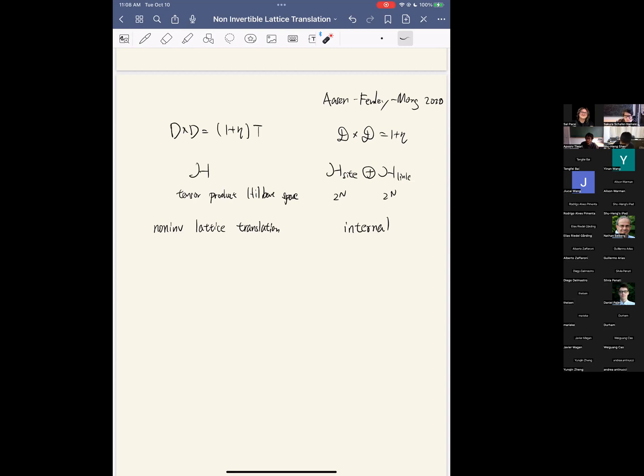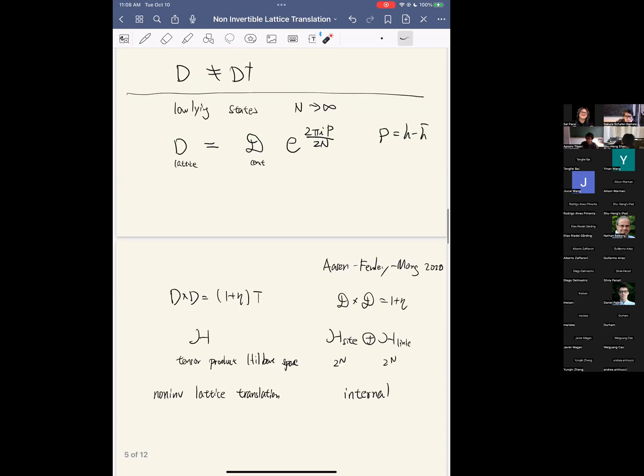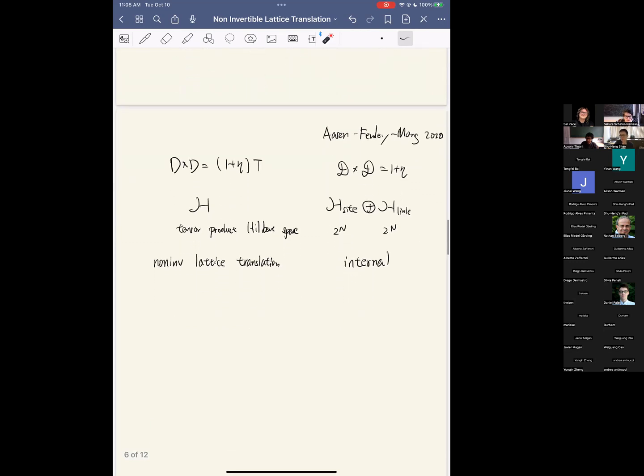And let me also say that I think it's not even fair to call this a fusion category on the lattice, because it's simply a different algebra. And that begs for a thorough investigation on the lattice.